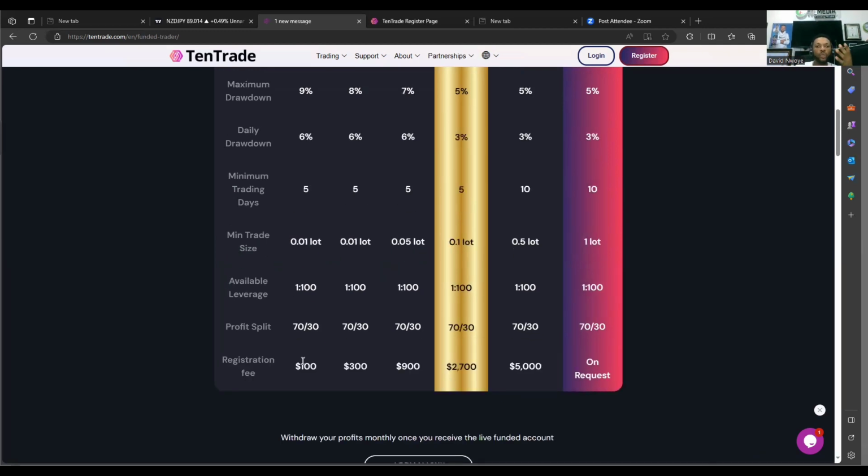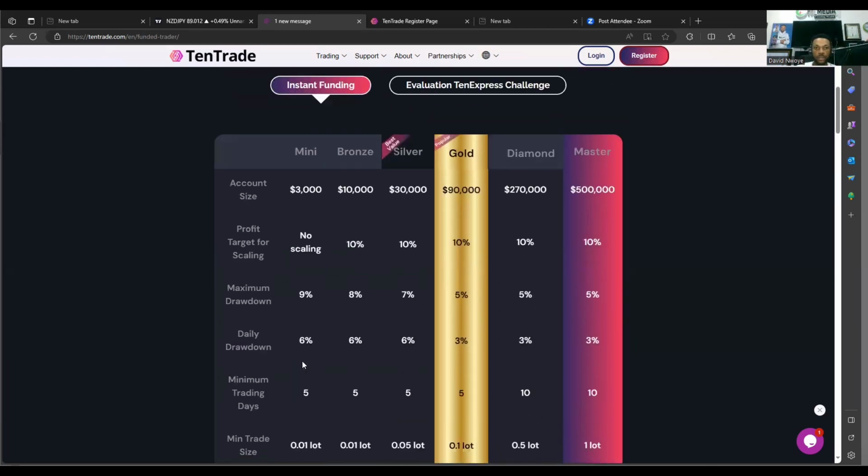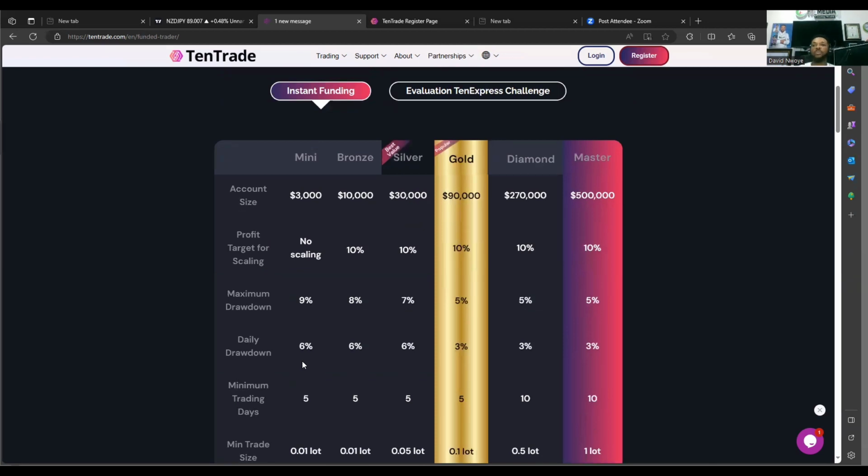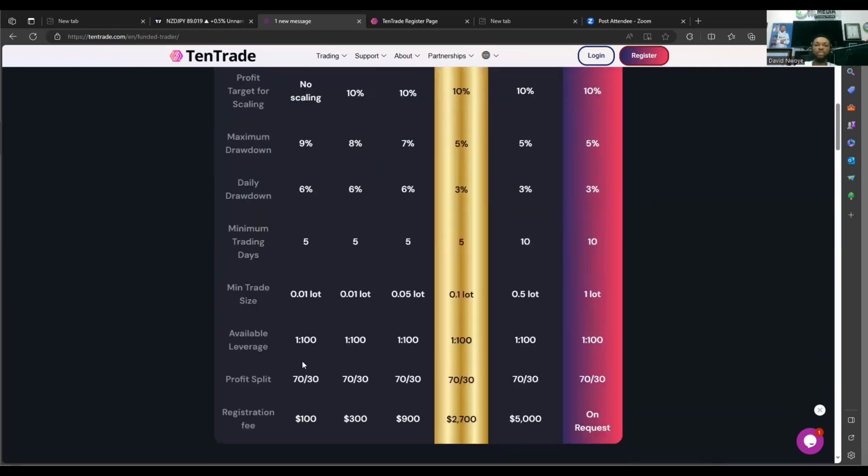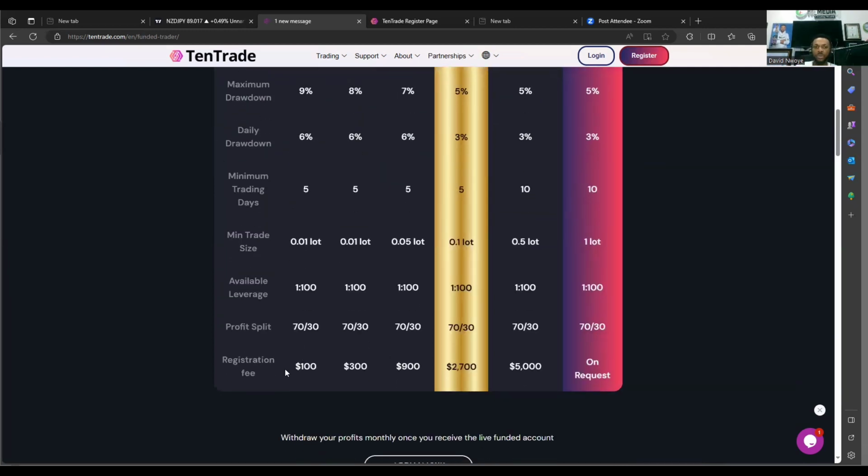All right. So the cost for getting a 3K instant funded account is what? $100, guys. $100. Okay. So let's just say you target 10%, which is $300. Simple maths. You go home with $210. That's the 70%. The remaining 30% they take. So with that $210, you've already recovered the money you used to buy the account. Remove the $100 that you used to buy the account from the $210 that you made. You still have $110 take home.